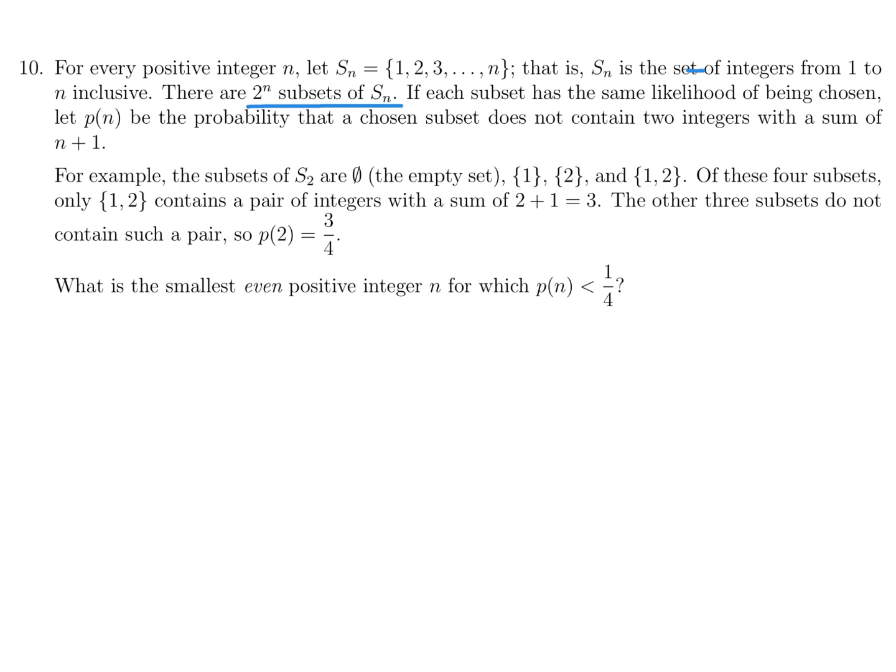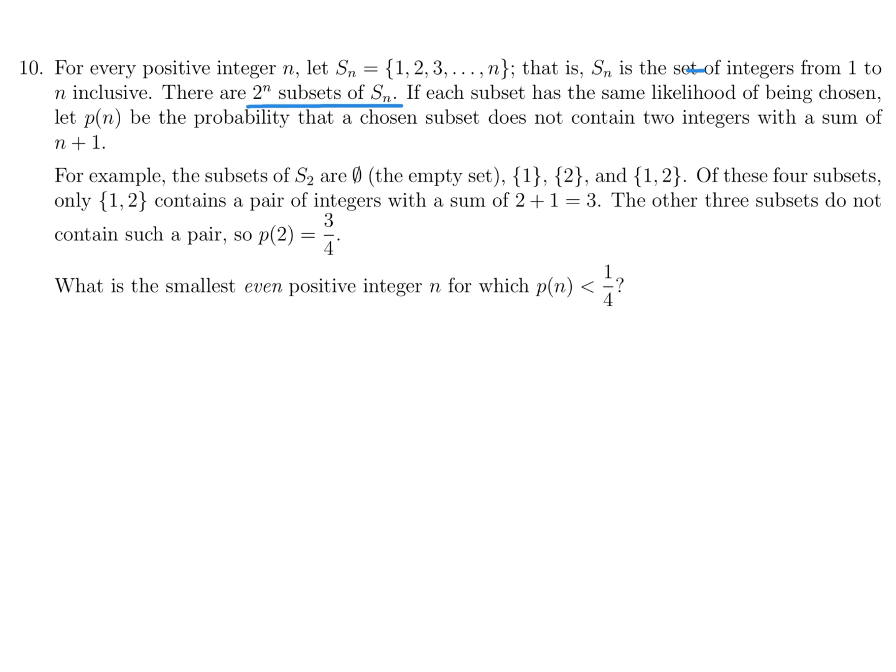For example, the subsets of S2 are the empty set, {1}, {2}, and {1, 2}. Of these four subsets, only {1, 2} contains a pair of integers with the sum of 2 plus 1, which is 3. The other three subsets do not contain such a pair, so P2 is 3 over 4. What is the smallest even positive integer, n, for which Pn is less than a quarter?